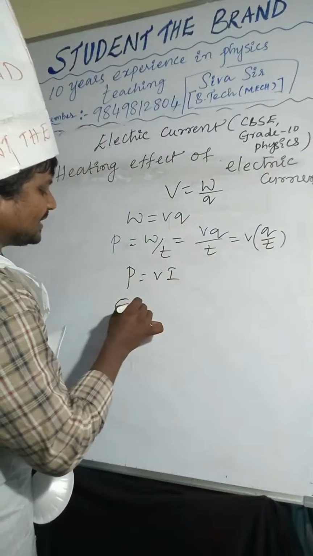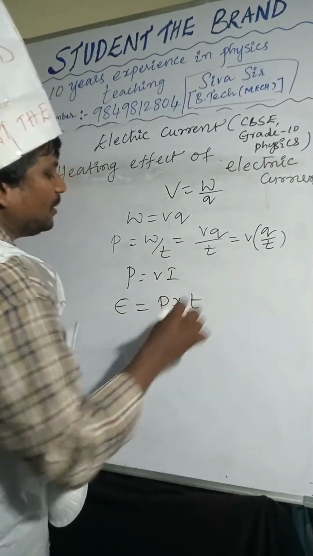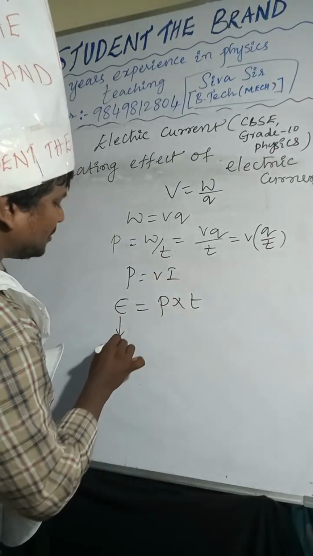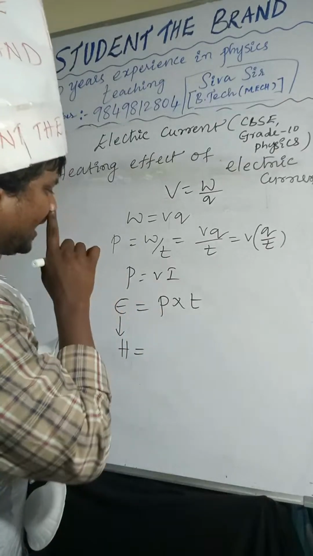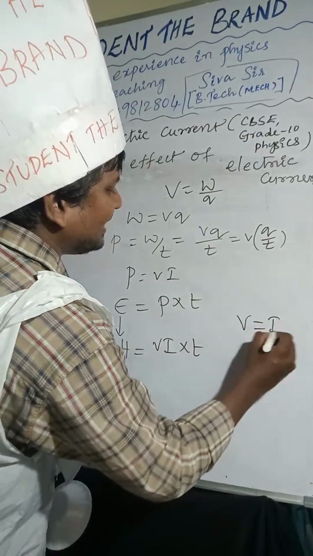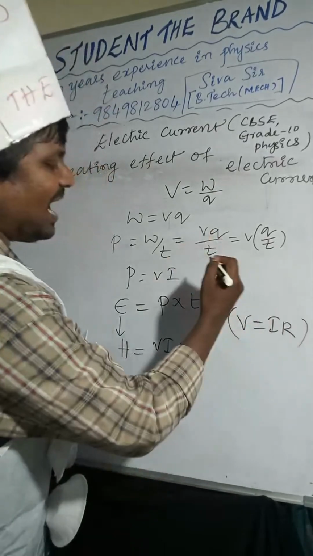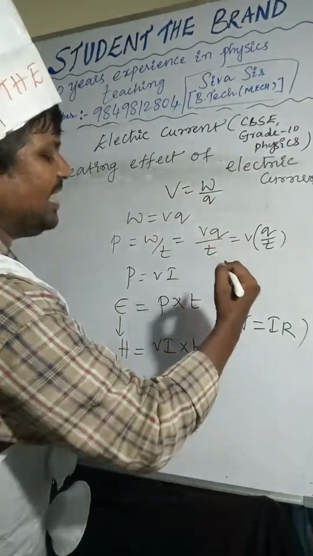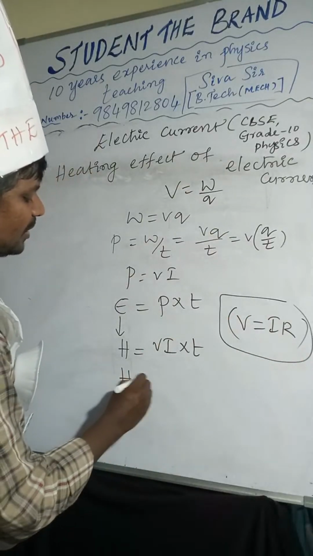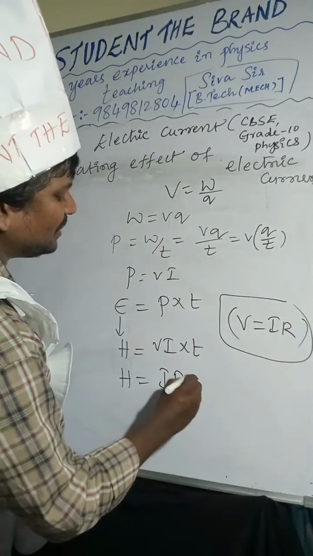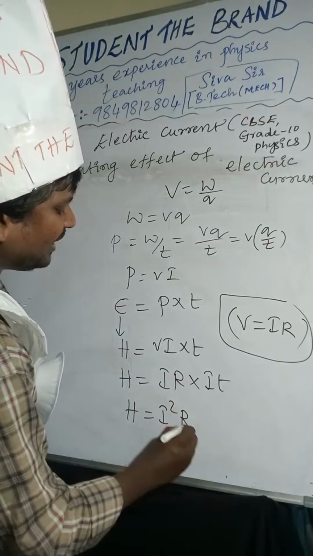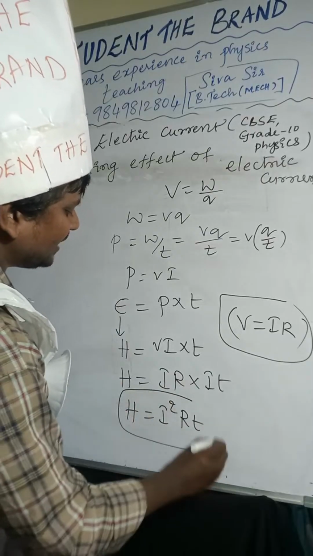So the energy given to the conductor in a certain time equals P into T. We know P equals V I. The energy given to the conductor becomes heat, so it is V into I into T. We know V equals I R. Yes or no? V equals I R. Very, very important: H equals I into R into I into T, so H equals I squared R T.